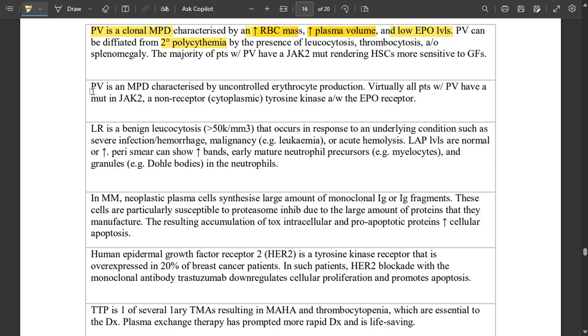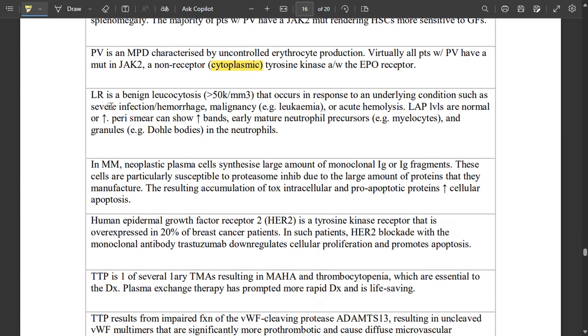So it is a myeloproliferative disorder characterized by uncontrolled RBC production. Virtually all patients with polycythemia vera have a mutation in JAK2, a cytoplasmic non-receptor tyrosine kinase associated with the EPO receptor. So erythropoietin comes and binds to the receptor on the surface of RBCs and hematopoietic stem cells. Because of the JAK-STAT pathway, there is phosphorylation of several enzymes inside the cell, and rapid multiplication of the cell occurs, causing polycythemia vera.